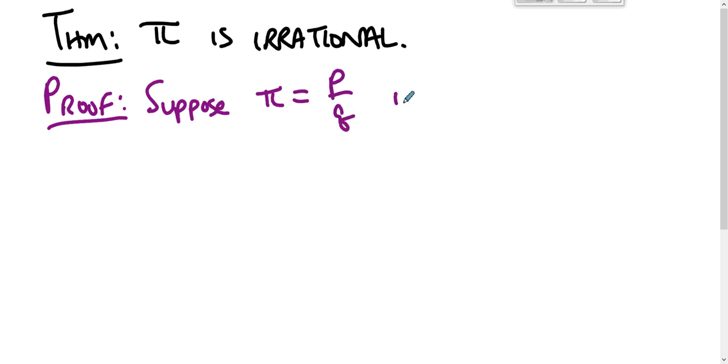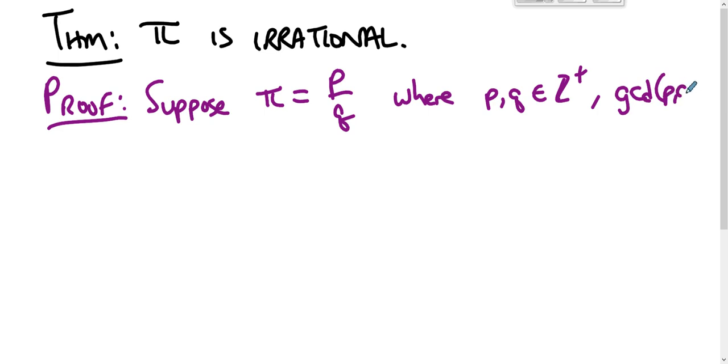Let's do it. The proof starts surprisingly simply and then gets really weird in a hurry. We're going to suppose that pi is p over q, where p and q are positive integers, so q is not 0, and the GCD of p and q is 1. We know pi is a positive number, so this takes care of the fact that q is not 0, and p over q is in lowest terms.